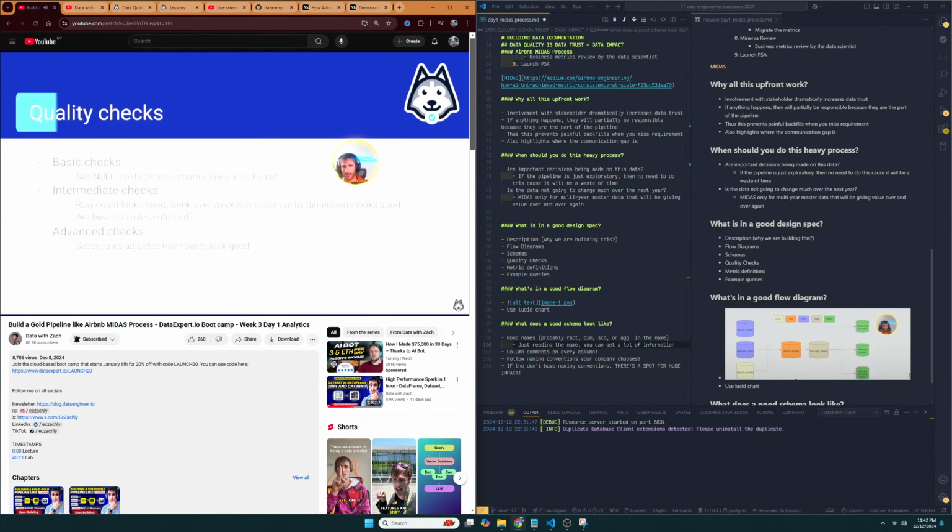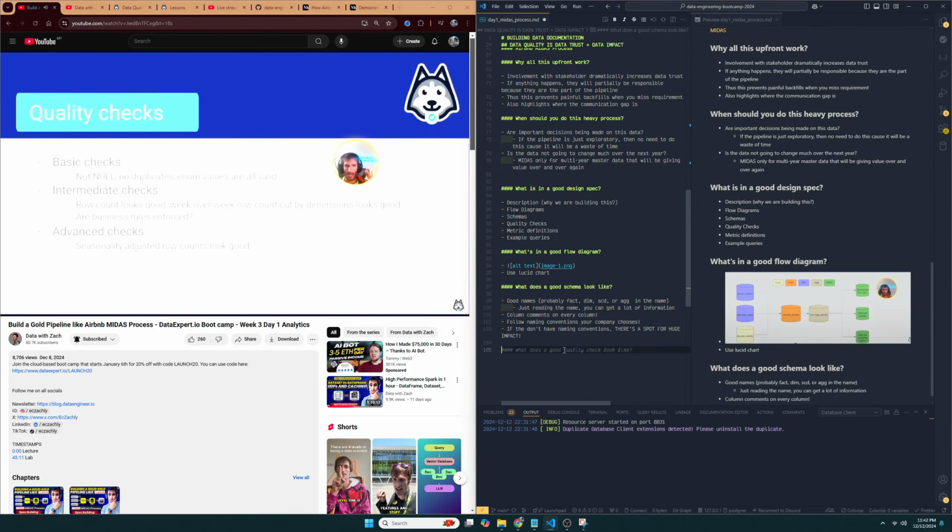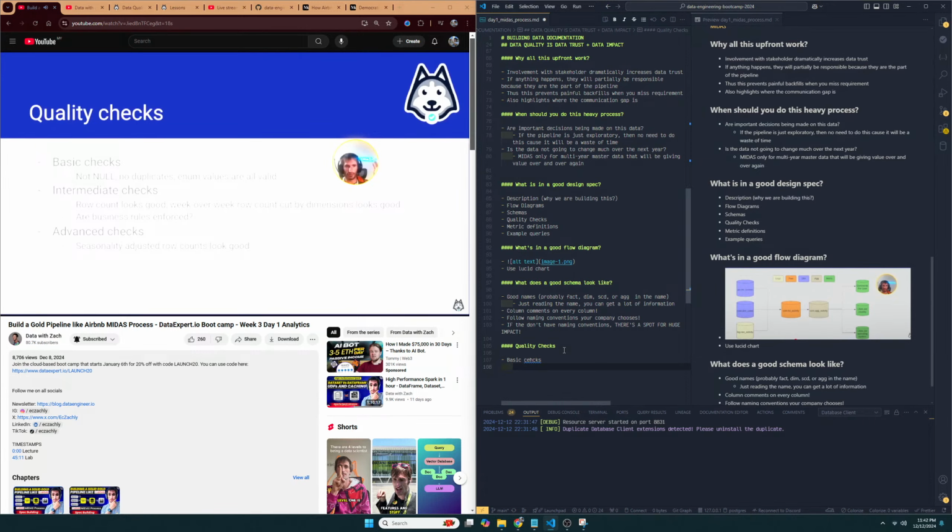Quality checks. We're almost here, and then we're going to take a break in like 5-10 minutes. Been talking a lot. So quality checks come in three flavors. You have the basic checks. Basic checks are really easy. Generally speaking, every pipeline should have these basic checks all the time, because if they didn't have these basic checks, what are we doing? They're so cheap. They're essentially free. And they also help a lot.